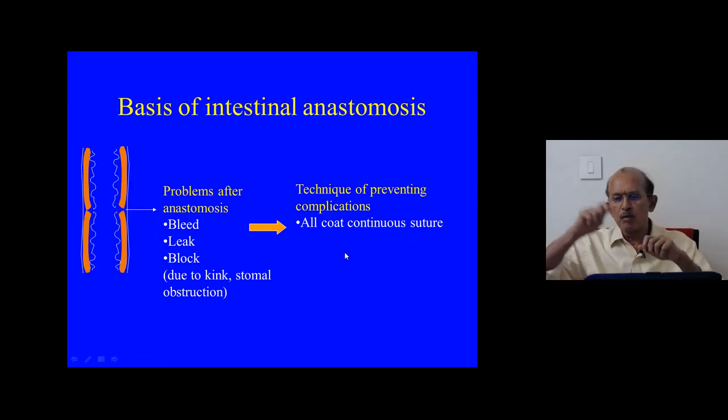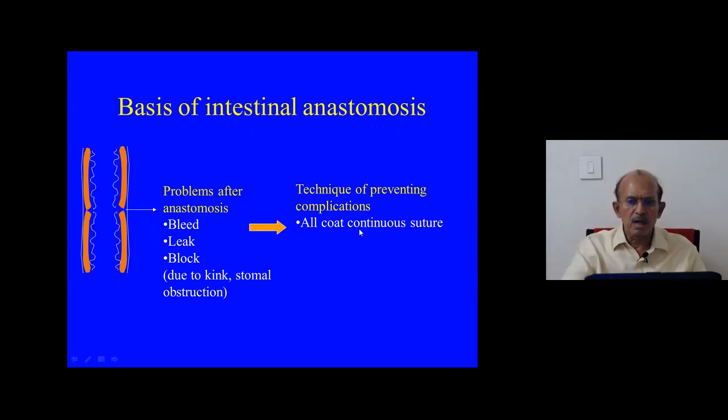So when you do over and over suturing, what happens? Each will act as a loop. So within the loop, any bleeder that is there gets occluded. So this is called continuous suturing. So with continuous suturing of all coats together, it will lead to prevention of the bleeding from the stoma. The leak can be prevented by seromuscular inversion suture. What is seromuscular inversion suture? I will tell you.